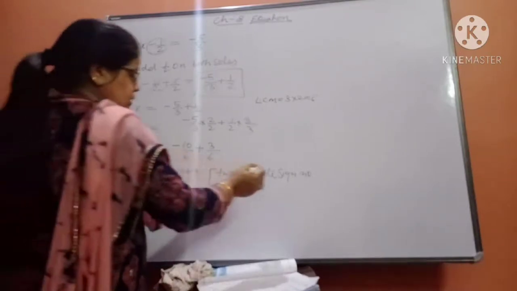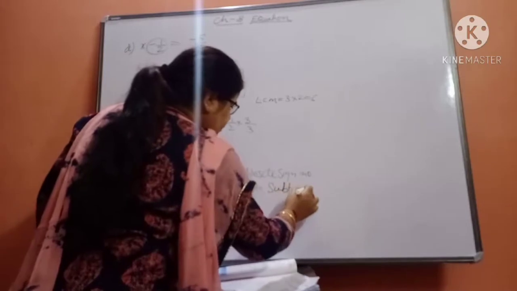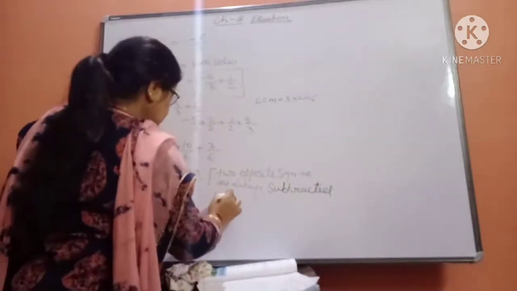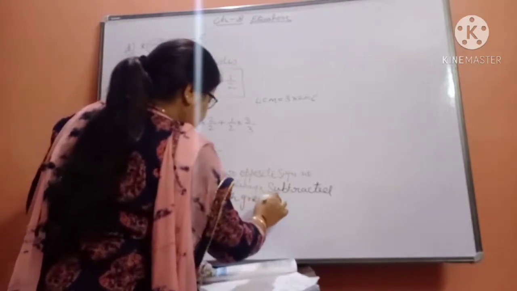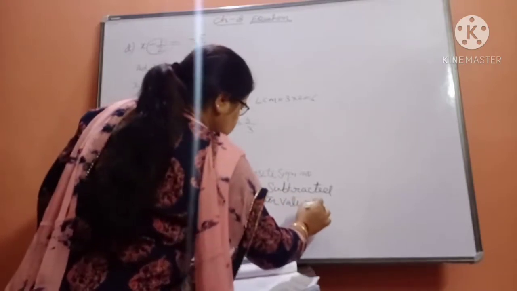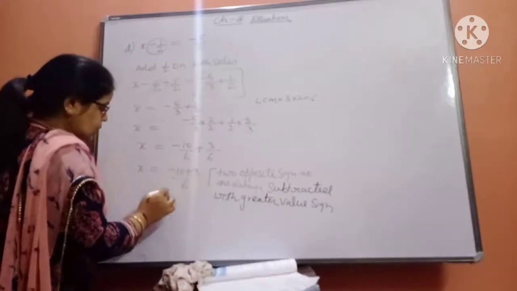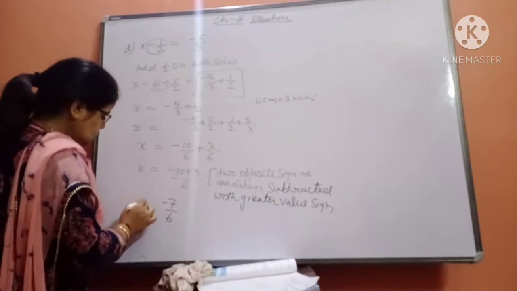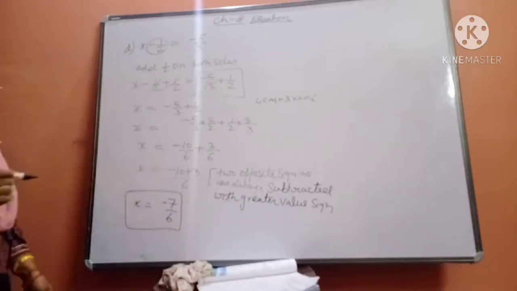Two opposite sign numbers are always subtracted, with the greater value sign. Whatever sign the greater number has, that sign will come along in the result. Now see, 10 minus 3 is 7. The greater number has what sign? Minus. So x is equal to minus 7/6, and this will be your answer. See how simply we have done.